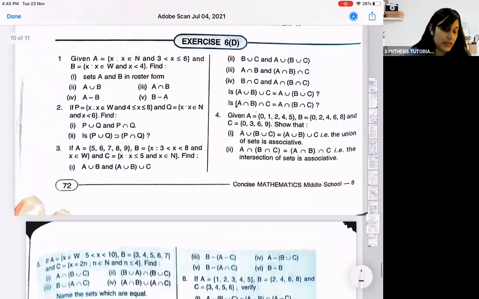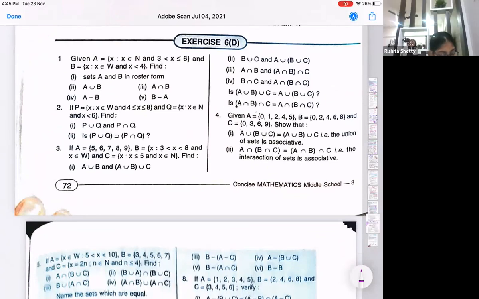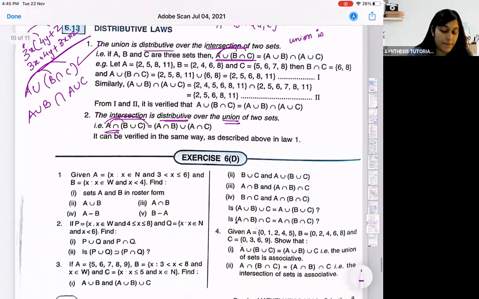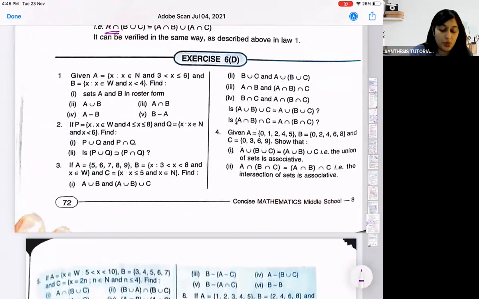Now exercise 6D का we'll start with the first question. Okay. Ma'am, can you again explain difference of two sets? Yeah. Okay, Rishita. Let's do one thing.